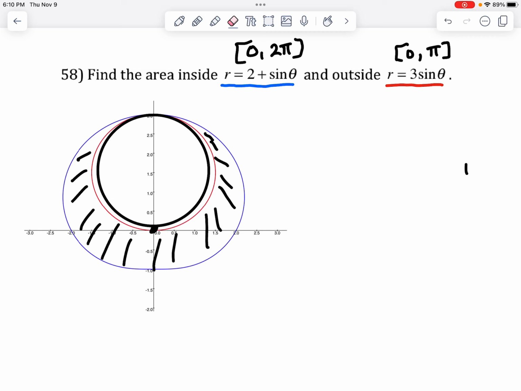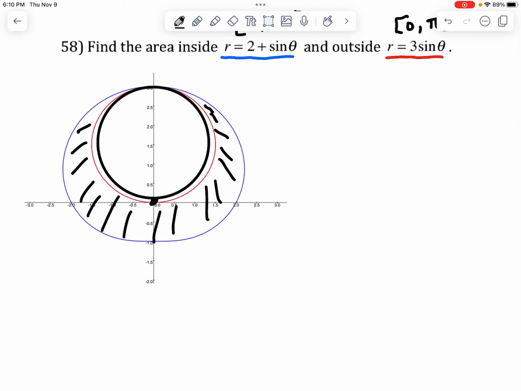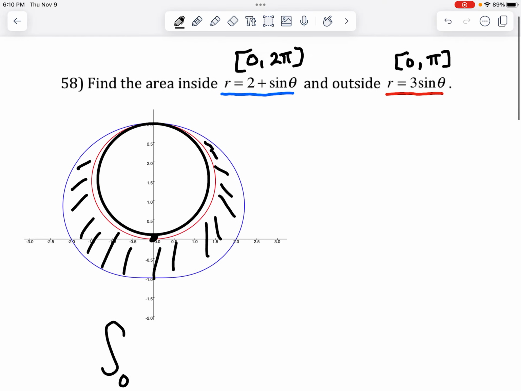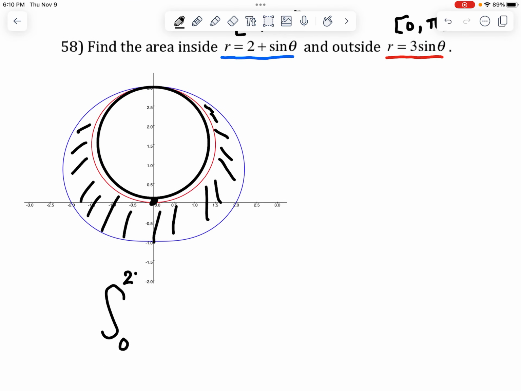So I'm going to do the blue one first, and that's going to be the bigger answer. And then the red one will be a smaller answer, and then subtract those 2. So for the blue one, I need to integrate. I think I'll start down here. I need to integrate from 0 to 2 pi. And then the formula is 1/2, which I'll factor out. And then the r gets squared.